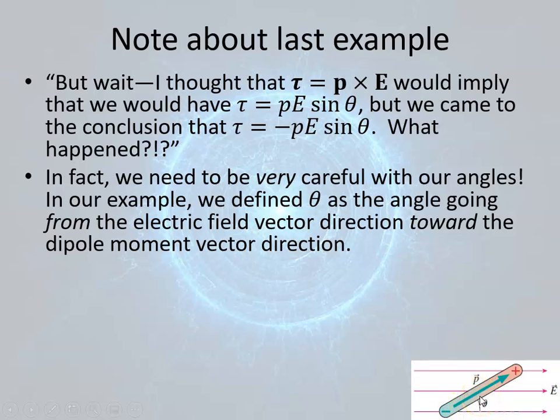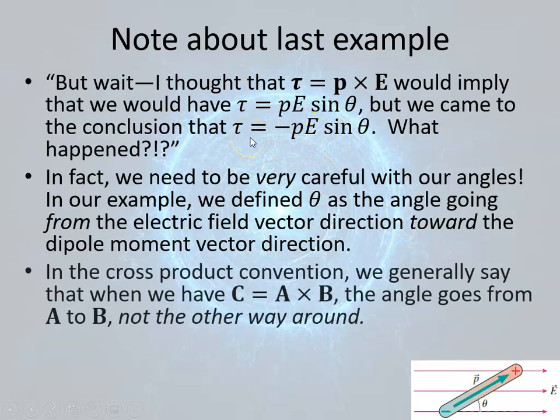But that's not what I want. The torque equals P vector cross E vector. Well, the angle that I need there needs to be the angle from the dipole moment vector to the electric field vector. It's different. Angles can be positive or negative. So the fact that the angle theta in this picture is defined as the opposite of the angle theta going from P to E, that's another way that you can think of as picking up a minus sign. In other words, when you have C vector equals A vector cross B vector, the angle goes from A to B, not the other way around. But in the picture, it goes the other way around.